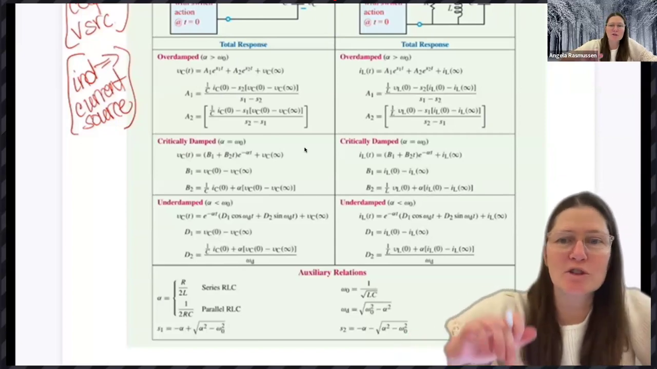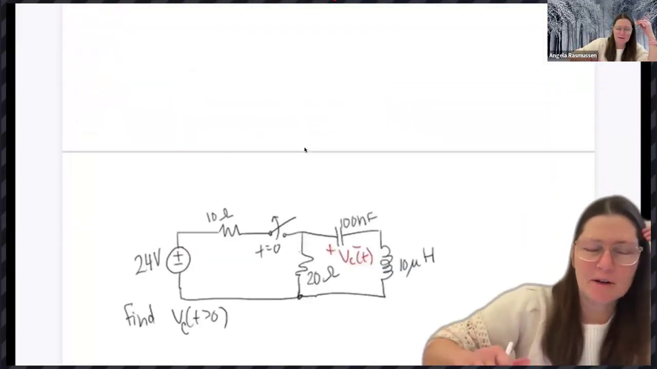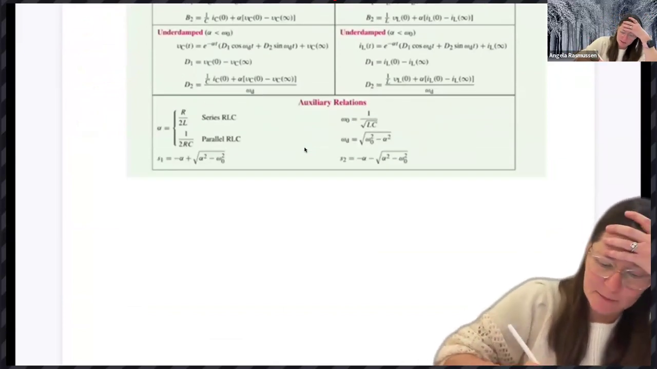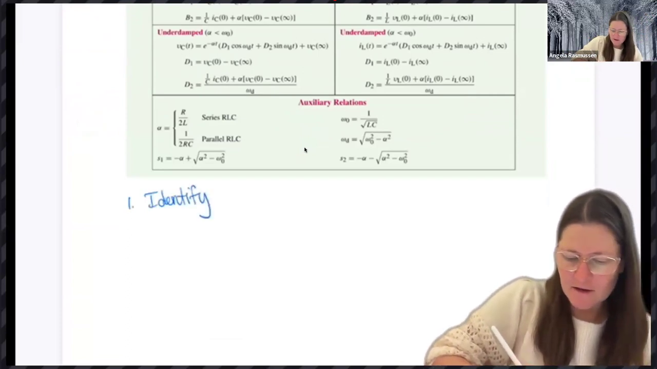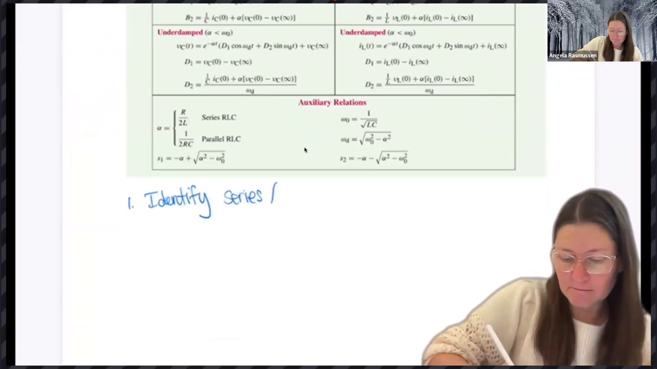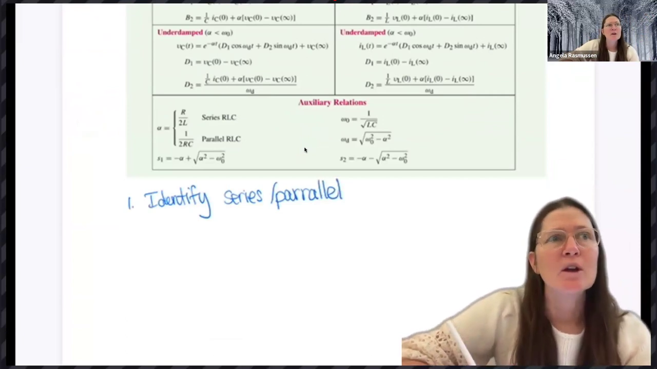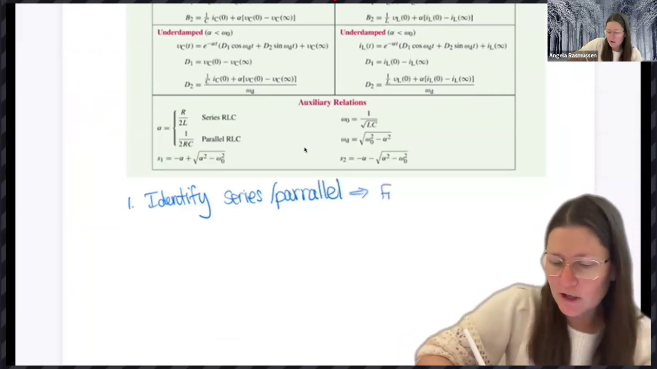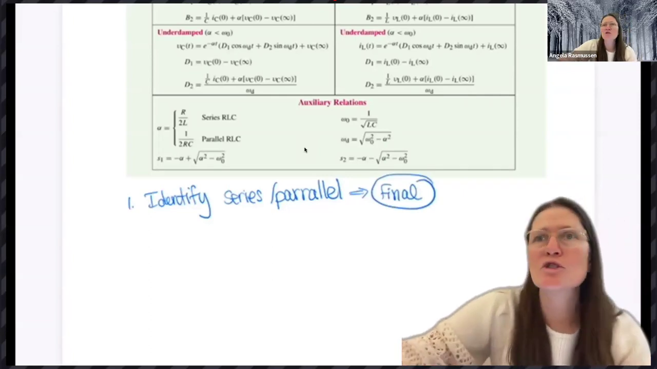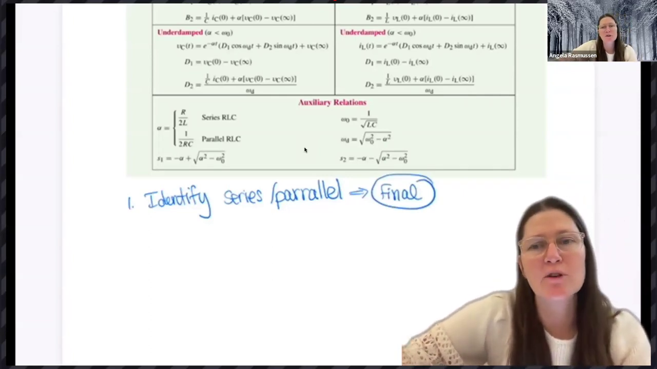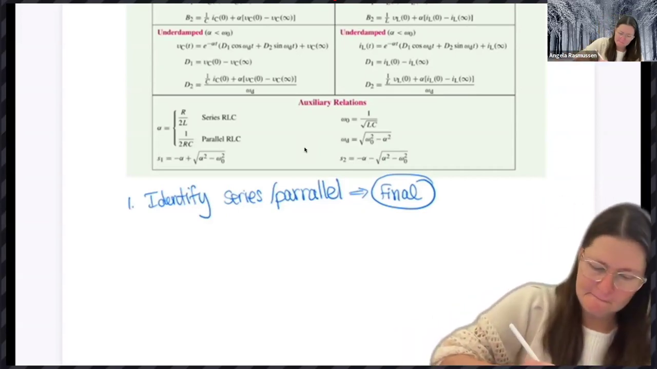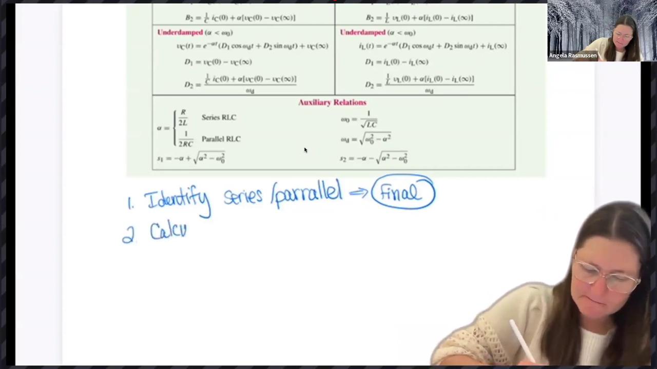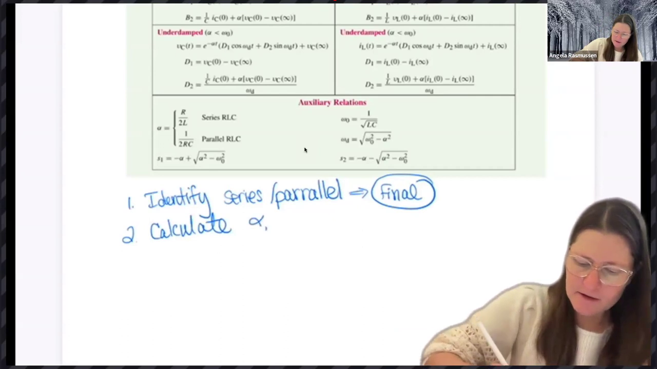So what we're going to first do is identify, did I write these down? No. Okay. So the first step in these is going to be to identify, do we have a series or parallel? Because that is going to determine which equation set we're going to use. So we are going to use the final circuit to determine what configuration do we have, whether it's series or parallel. From there, we're going to calculate alpha and omega naught.